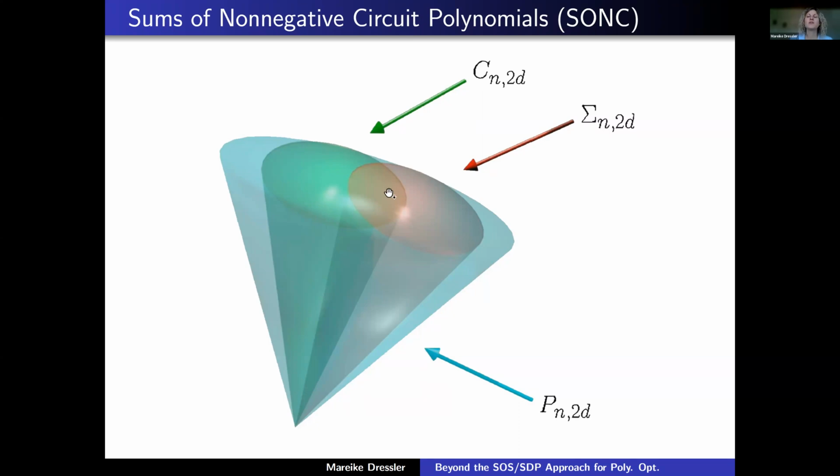And finally, to draw a bridge to Georgina's talk yesterday, she talked about these scaled diagonally dominant polynomials, which are also sums of squares, right? They in fact live in the intersection. So every scaled diagonally dominant polynomial is in fact a SONC polynomial. So these polynomials would lie in the intersection.